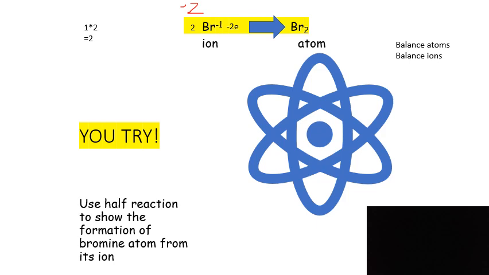So now you have 0, 0, 0. So now your charges are balanced, okay? With this negative 2e, you have 0 charges on the left, and then you have 0 charges on the right. That's it. You got this.